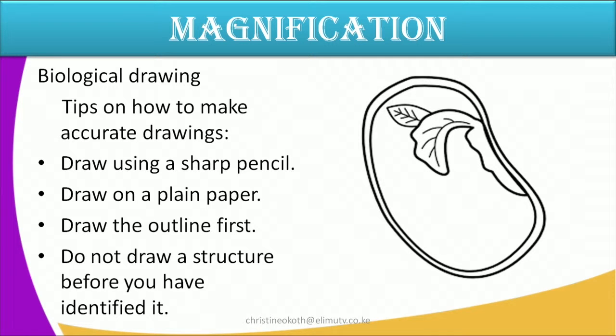So the first one, and the obvious thing, while you are drawing, you need to have a sharp pencil and a rubber, and you also need to have a very clean, plain piece of paper. Then before you start your drawing, make sure you draw the outline first of where you're going to draw your diagram from. Then do not draw a structure before you have identified it. If you have been given a specimen, make sure you know what that specimen is before you start drawing the specific specimen.